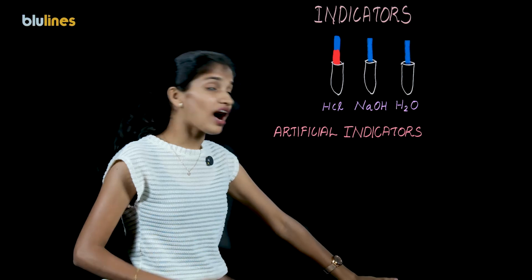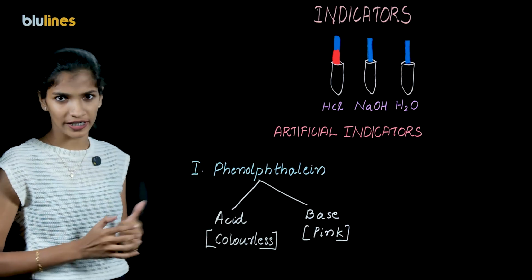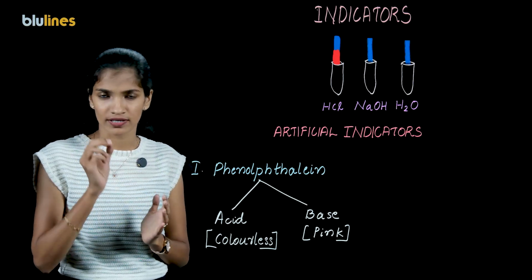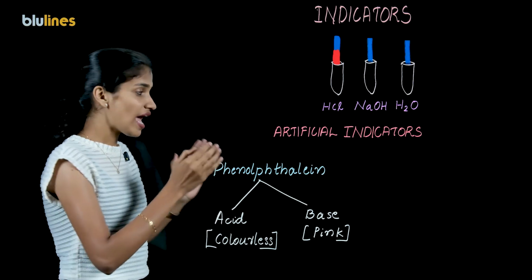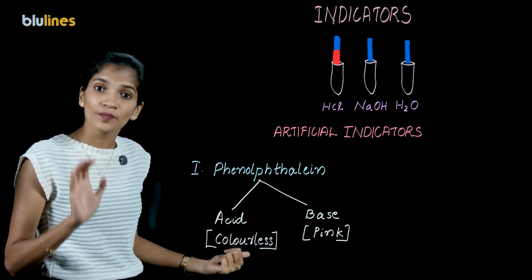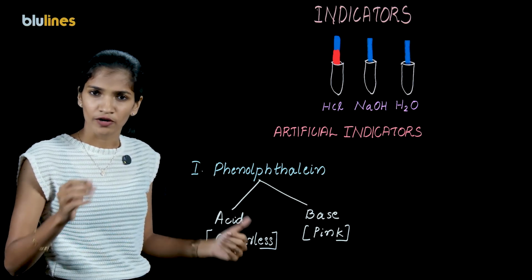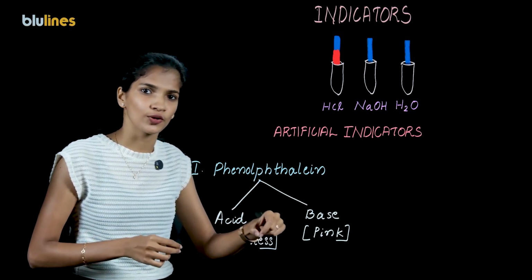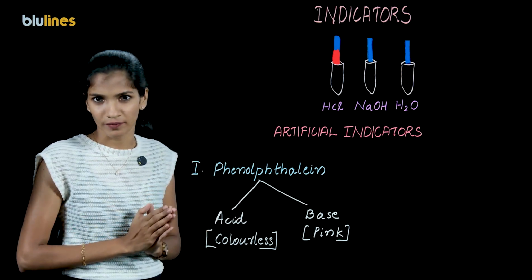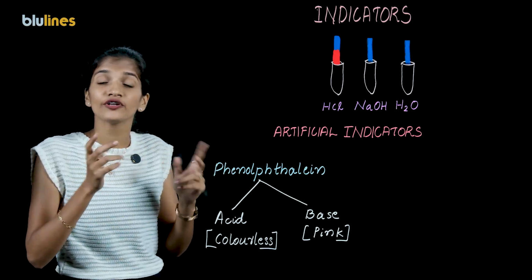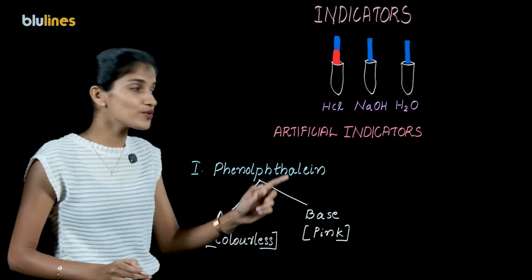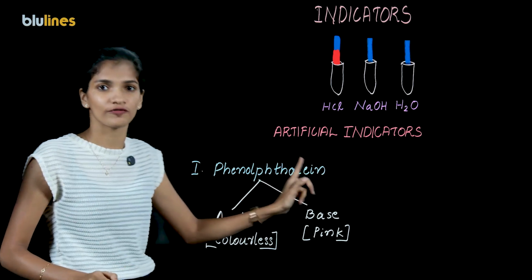The first important artificial indicator is phenolphthalein. Here, as you can see, phenolphthalein is a colorless liquid that is utilized as an indicator. And when this phenolphthalein is added to an acidic substance, it will remain colorless itself. And when we add this phenolphthalein to a basic solution, the colorless phenolphthalein will turn to pink color. By observing that color change, we can easily distinguish acid and base by using the artificial indicator named phenolphthalein.